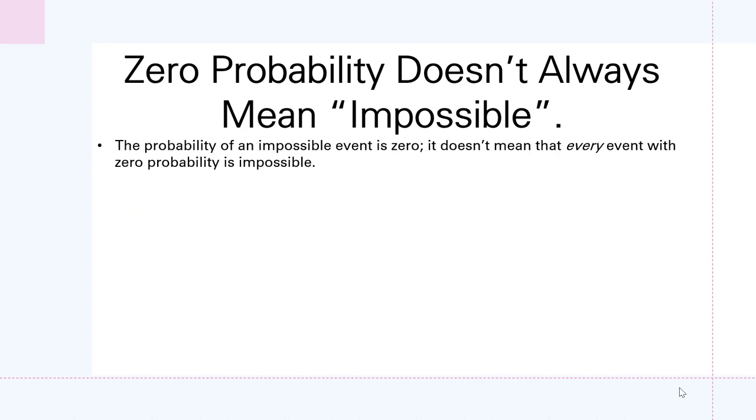Although the probability of an impossible event is 0, it doesn't mean that every event with 0 probability is impossible. There are many situations where an event doesn't happen under some circumstances. In other words, it has a probability of 0 for a certain model or situation, but it can happen in others.